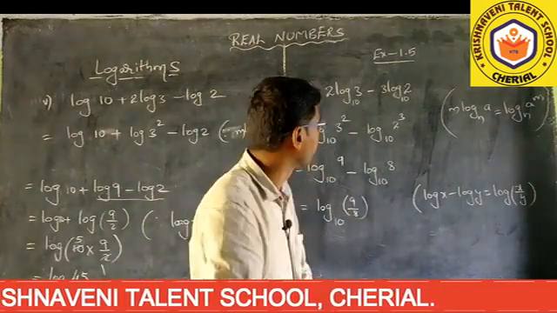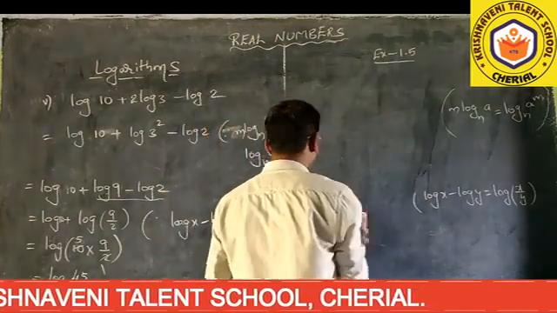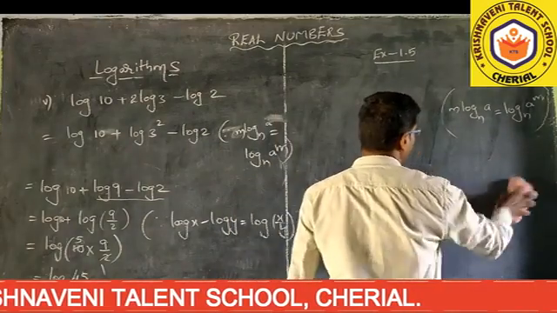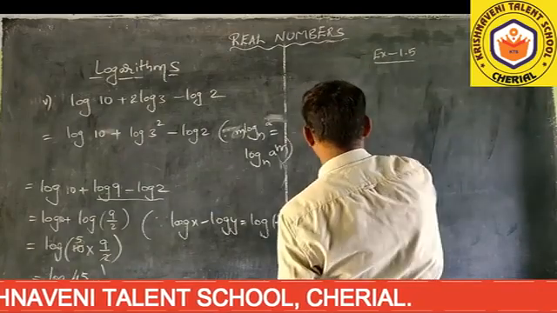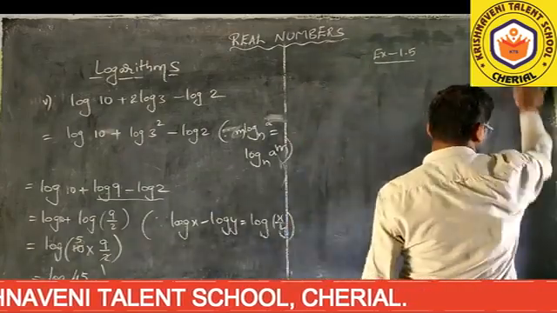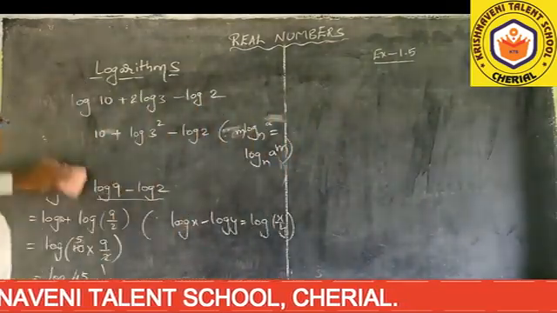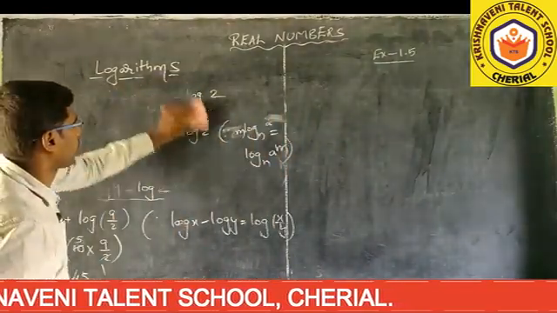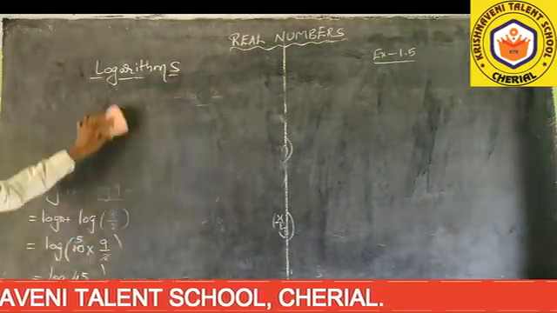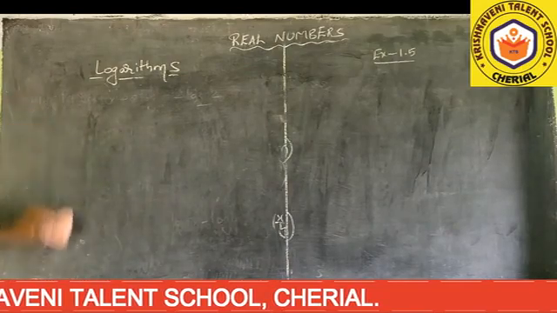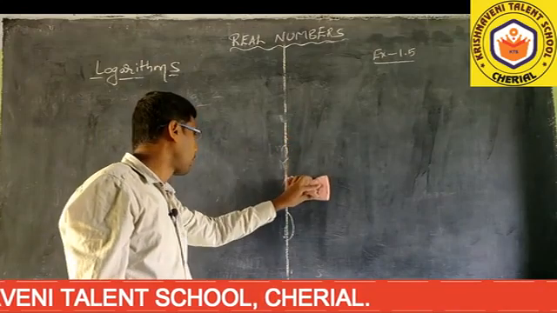Next, third bit. All these problems depend on the laws of logarithms only. If you know the laws of logarithms perfectly, then only you can do the problems. If you don't know the laws of logarithms, you can't do the problems. So first you should be perfect in the laws of logarithms, then try the problems. That's why in the previous class I said to learn the laws of logarithms, then you can easily do the problems.